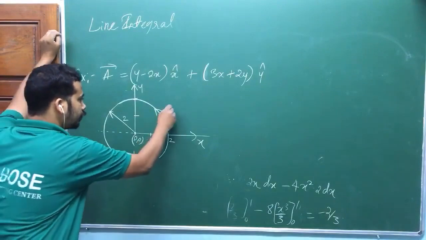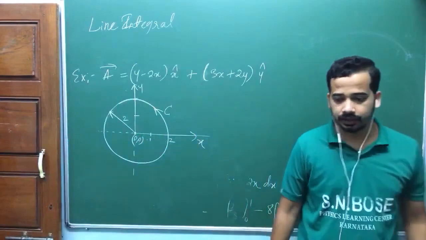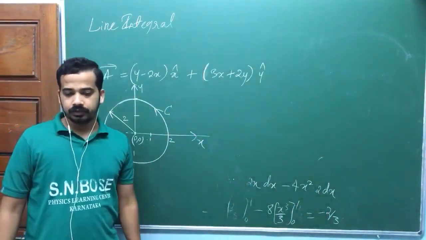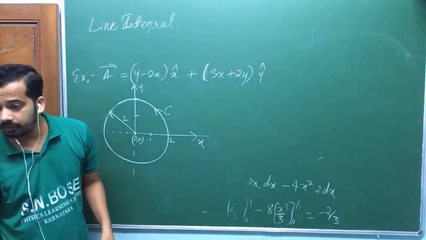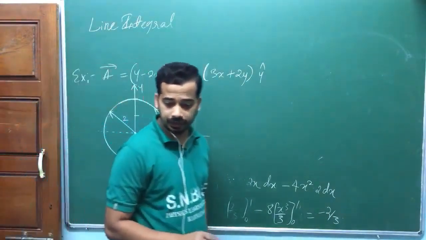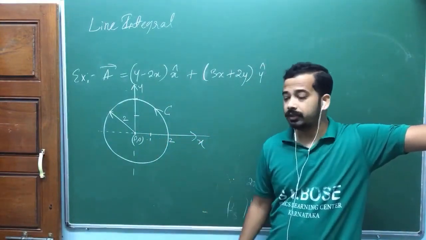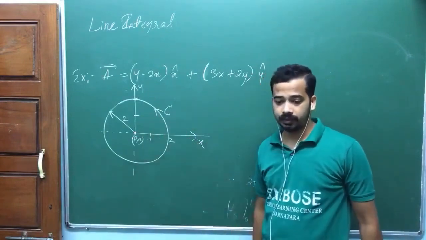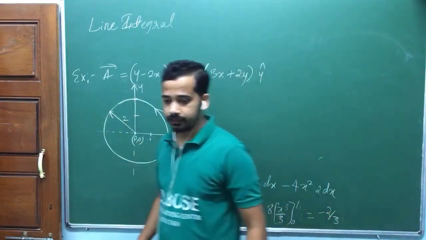I have defined this path, which is a closed path, and that closed path integral is called the circulation. Look at the question: you have been given a vector field, and you compute the circulation about a circle. This is what I have drawn, but in the question they didn't draw it, so you have to draw it. The circle is in the xy plane, centered at 0, with radius equal to 2, and you take the path integral anticlockwise.